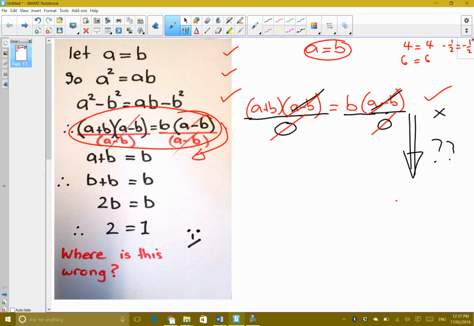Because we get a plus b equals b, and I've just substituted the a for a b, because a is b. We can substitute for the same number. That becomes 2b equals b, and then we decided, well, we divide by b again.